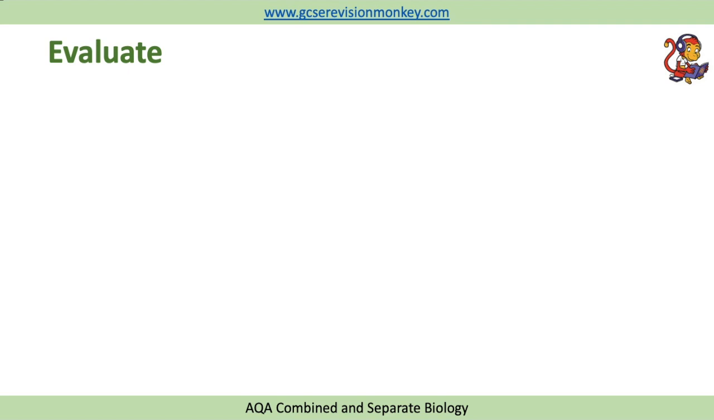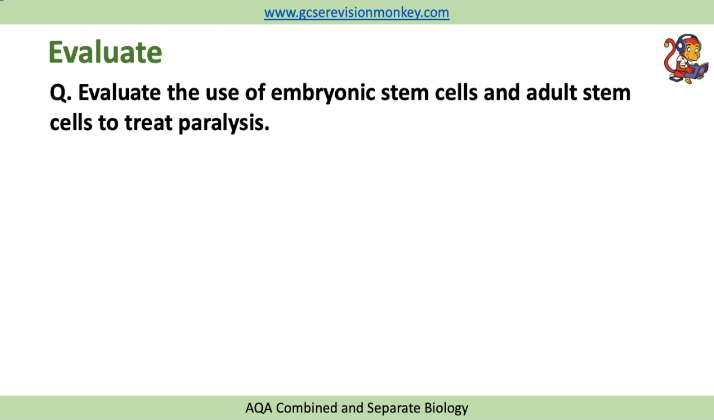Now, not only can this come up in Biology Paper 1, it can come up in any of your 6 exam papers for science. So evaluate, let's have a look at a typical question. It says evaluate the use of embryonic stem cells and adult stem cells to treat paralysis.